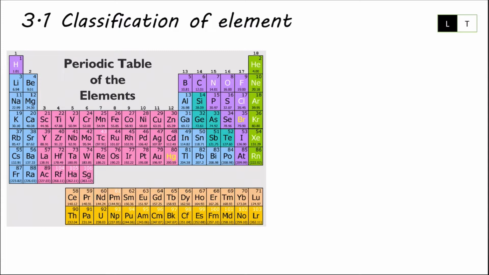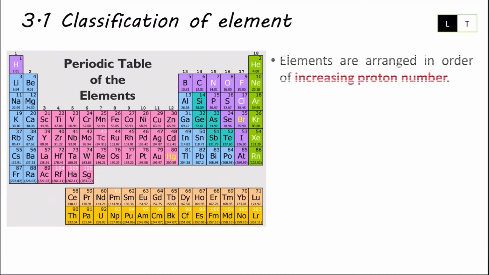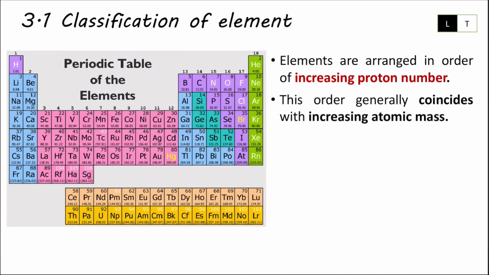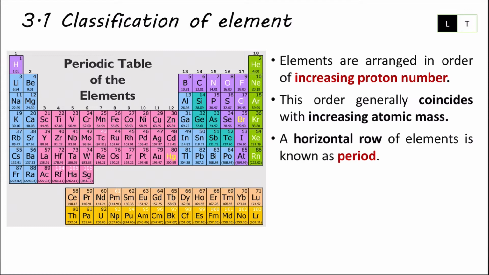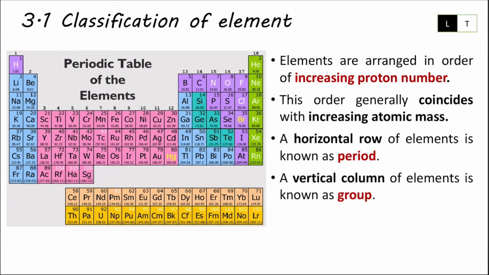This is the periodic table of the elements, where all of the elements are arranged in order of increasing proton number. In other words, increasing atomic mass. For the horizontal row, we call it a period. So we have period 1 until period 7. The next one, we have the vertical column of elements, which is known as a group. So we have group 1 until group 18.